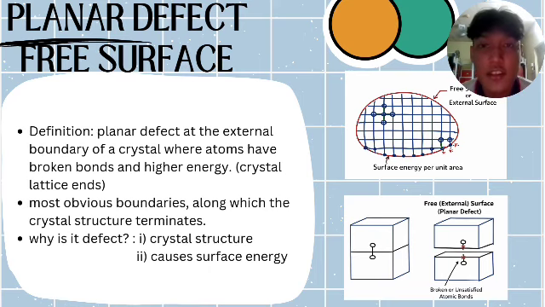On the left side, we can see the perfect crystal lattice. If I cut it into two on the right side, we can see a free surface, where the neighboring atoms end, and we can see the free surface there.